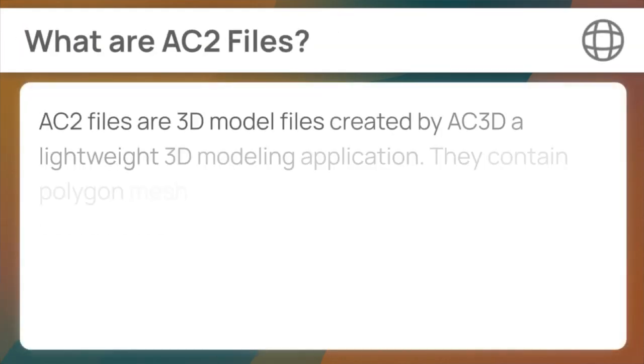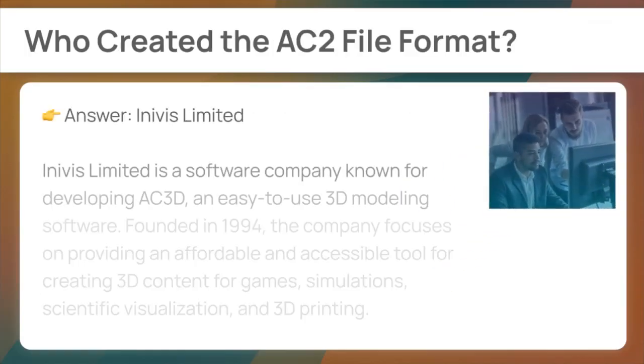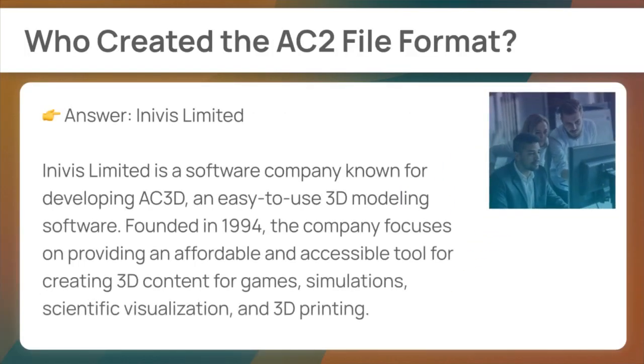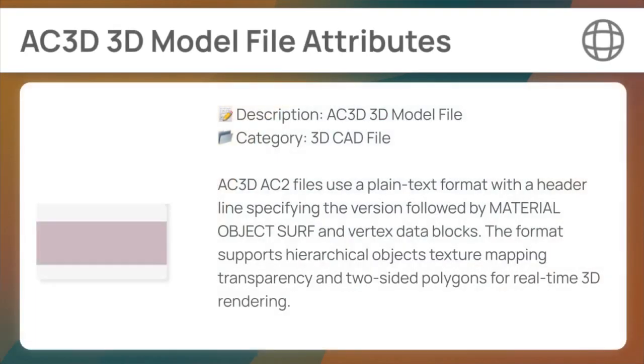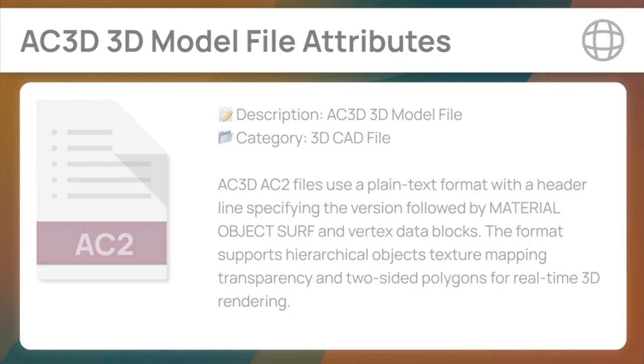AC2 files are 3D model files created by AC3D, a lightweight 3D modeling application. They contain polygon mesh data, material definitions, texture coordinates, and object hierarchies, commonly used in FlightGear and other open-source simulation and visualization projects. AC3D AC2 files use a plain text format with a header line specifying the version, followed by material, object, surf, and vertex data blocks. The format supports hierarchical objects, texture mapping, transparency, and two-sided polygons for real-time 3D rendering.